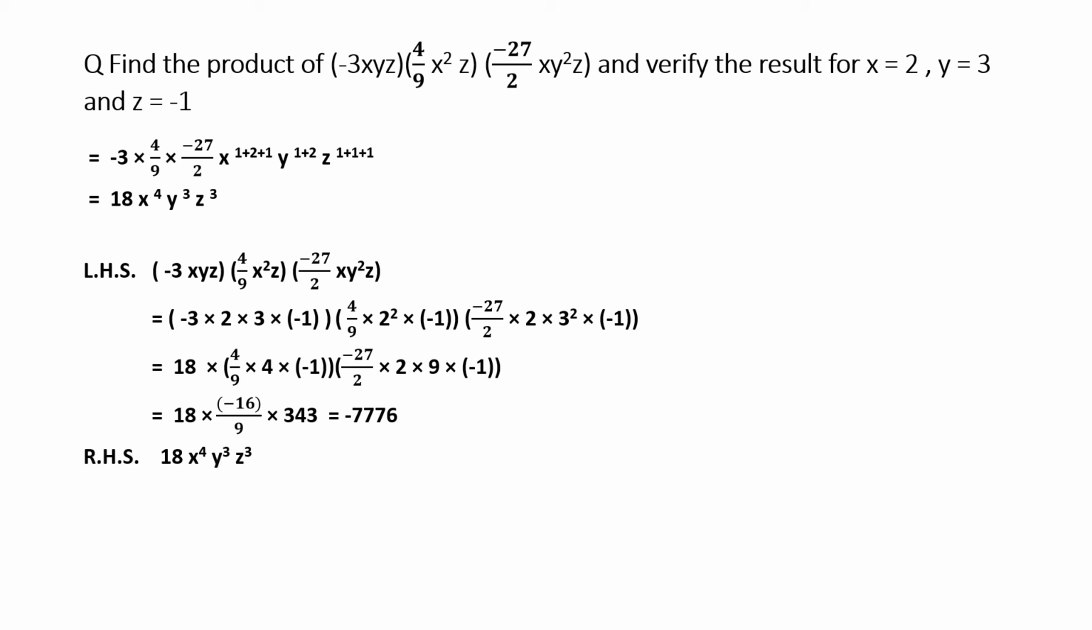Now for verification, we are going to put these values of the variables in the RHS, that is 18 x raised to power 4, y raised to power 3, z raised to power 3. Now 18 into 2 raised to power 4, 3 raised to power 3 into minus 1 raised to power 3. 2 raised to power 4 is 16, 3 raised to power 3 is 27, into minus 1, and see the terms are same and the result is minus 7776. So the value of LHS and RHS are same, hence verified.